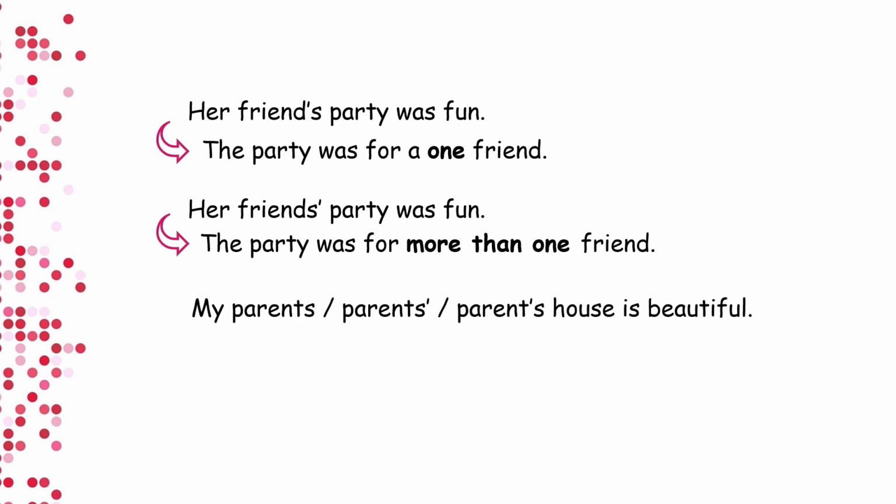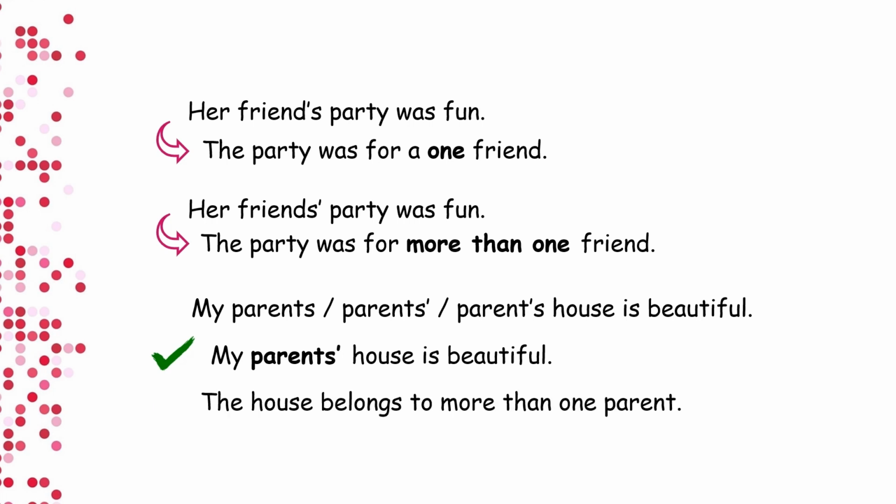My parents' house is beautiful. So which parent between 1, 2, and 3 is the correct one for this sentence? The answer is my parents' house is beautiful. So this is because the house belongs to more than one parent. That is why the apostrophe comes after the S. Parents is a plural noun.